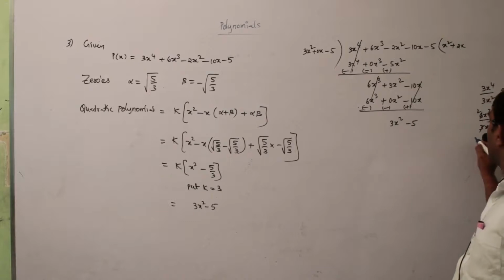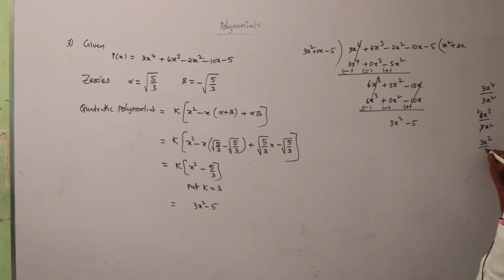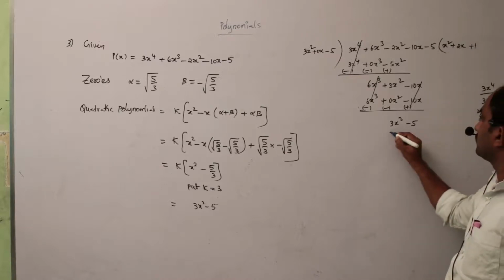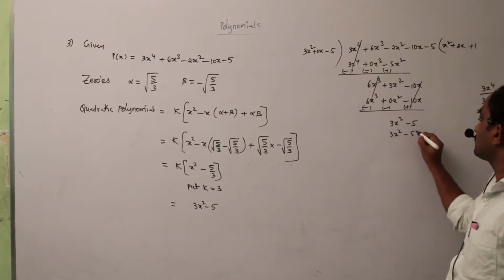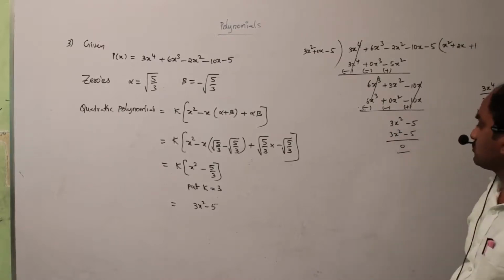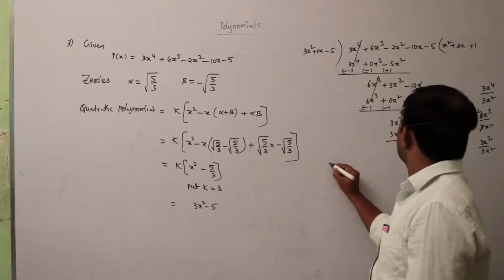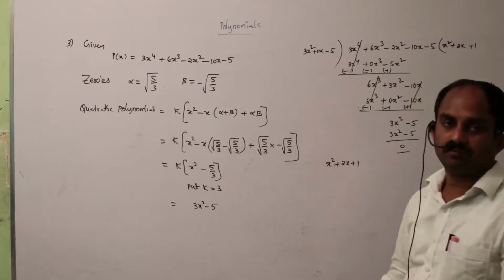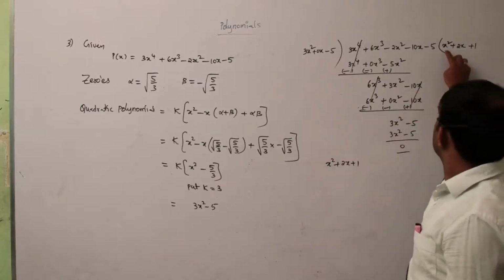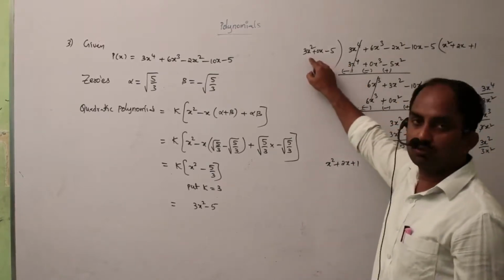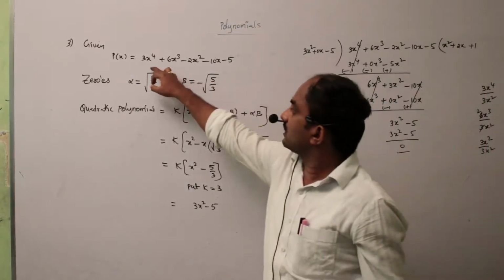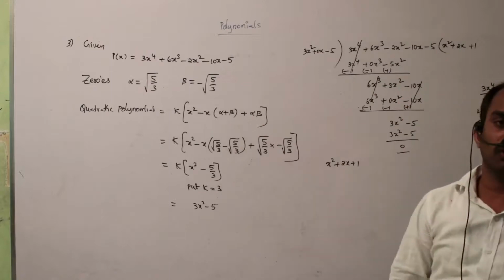Same, first term by first term, 3x square by 3x square, then we are getting 1. So 3x square minus 5. Remainder becomes 0. That means the other quadratic polynomial we get is x square plus 2x plus 1. That means x square plus 2x plus 1 into 3x square minus 5. If you multiply, then we are getting this biquadratic polynomial.